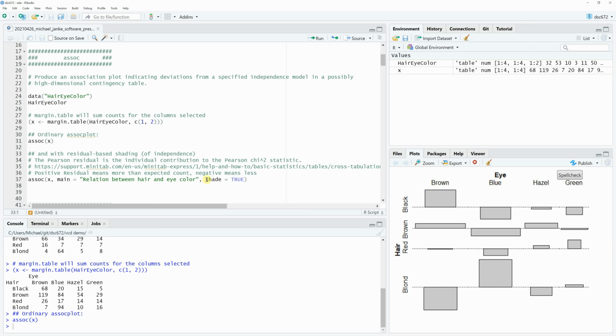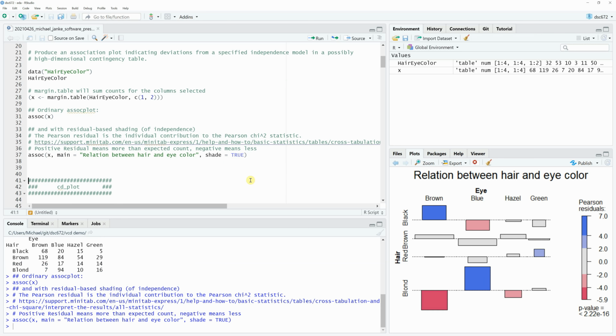So Assoc has a shade option here, so we will do that. And what we get is a scale of color from red to blue. That's for the Pearson residuals. That tells us the strength and also that it's significant. So we look at the blonde-haired, brown-eyed, and it's pretty significantly lower than expected, where, again, compared to before, the black-haired, brown-eyed people is quite a bit higher than we'd expect for the population.